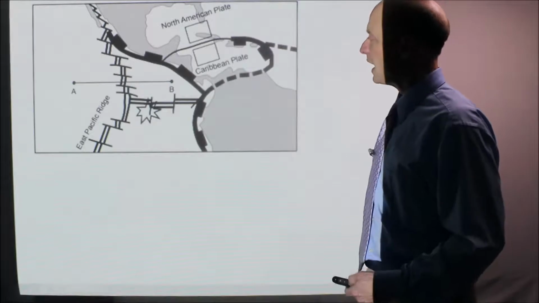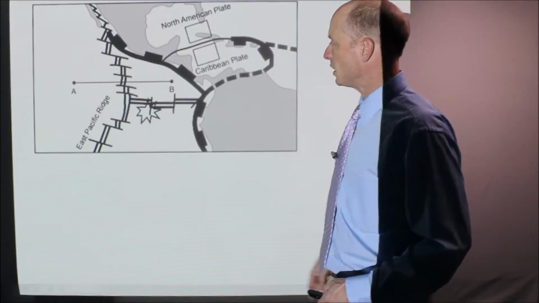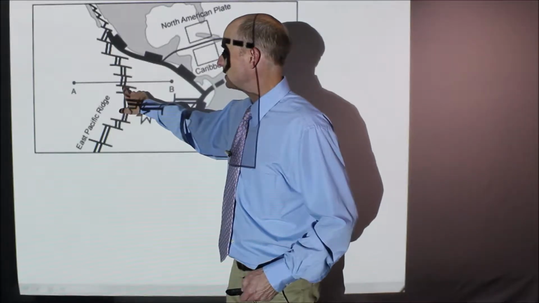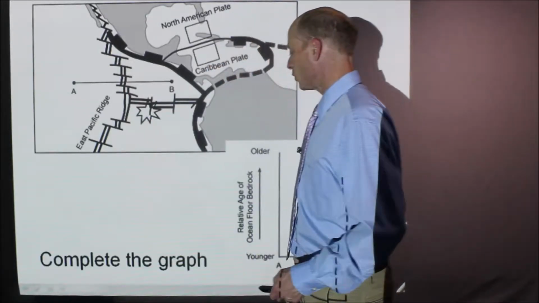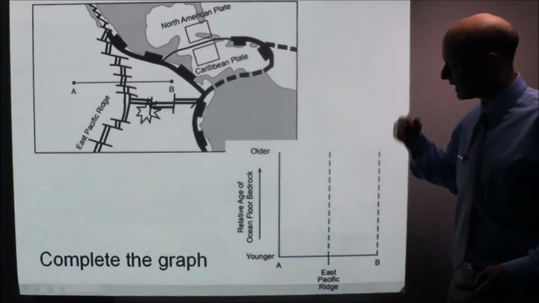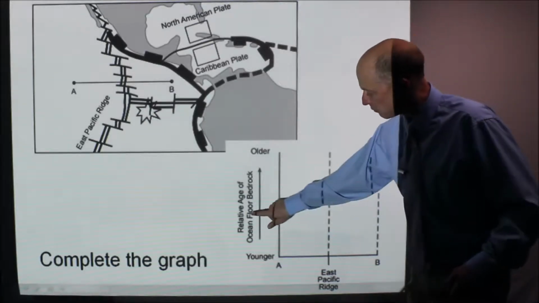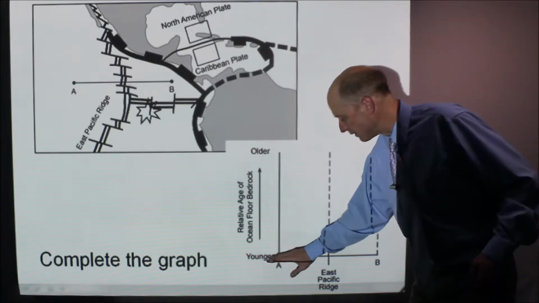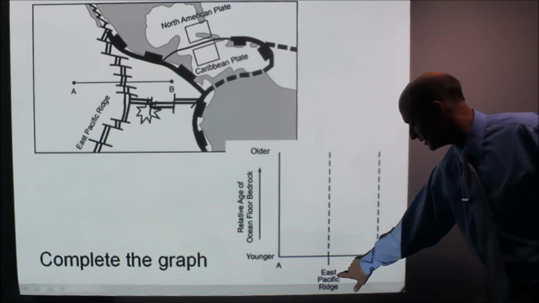Here, this shows a diagram of a section of the Pacific Ocean. It goes from A to B, and then this, you should need to recognize that that's a divergent plate boundary. And the question is, complete the graph. And it talks about the relative age of the ocean floor bedrock. Older is at the top of the graph, and younger, and goes from A to B. And then this is the Pacific Ridge.